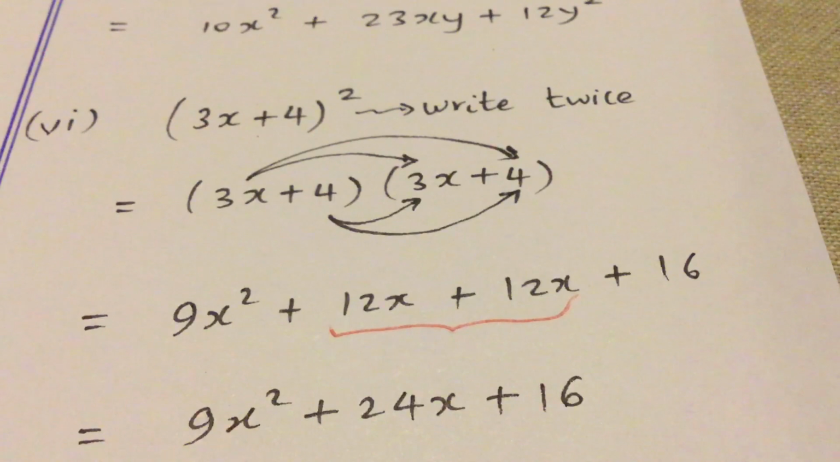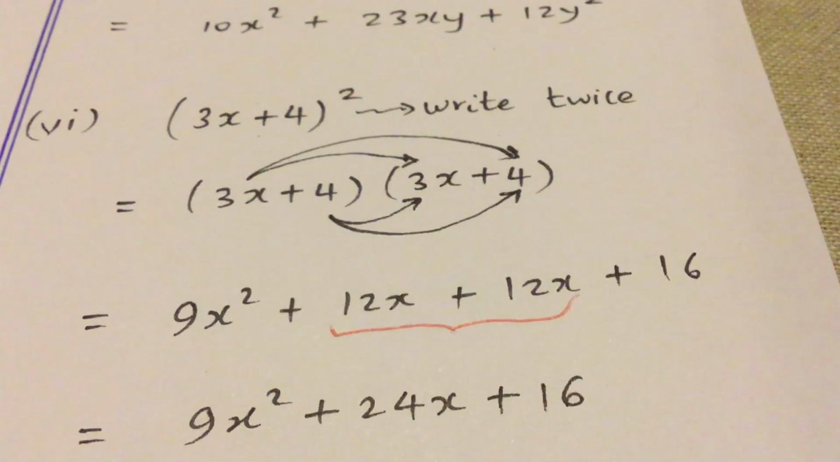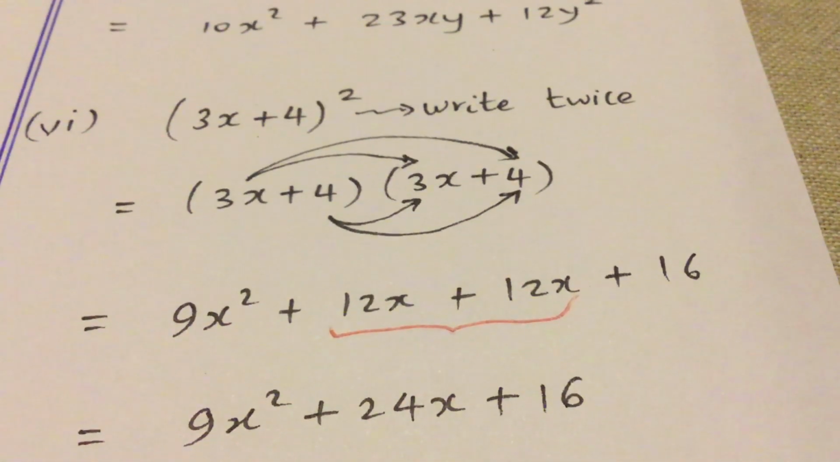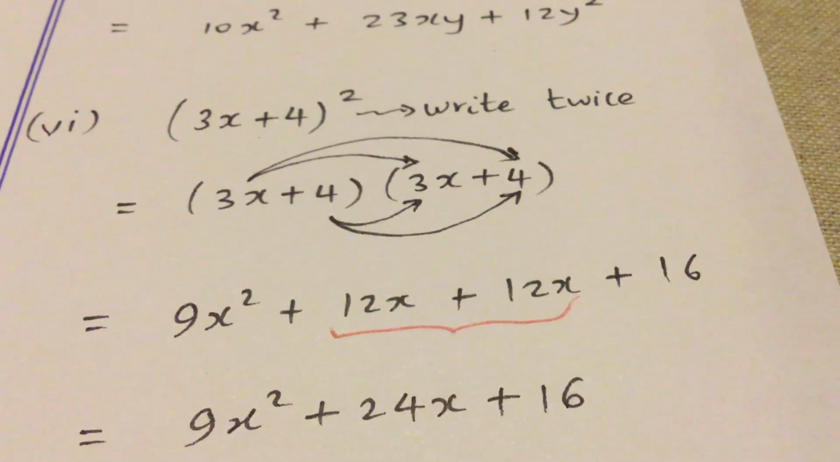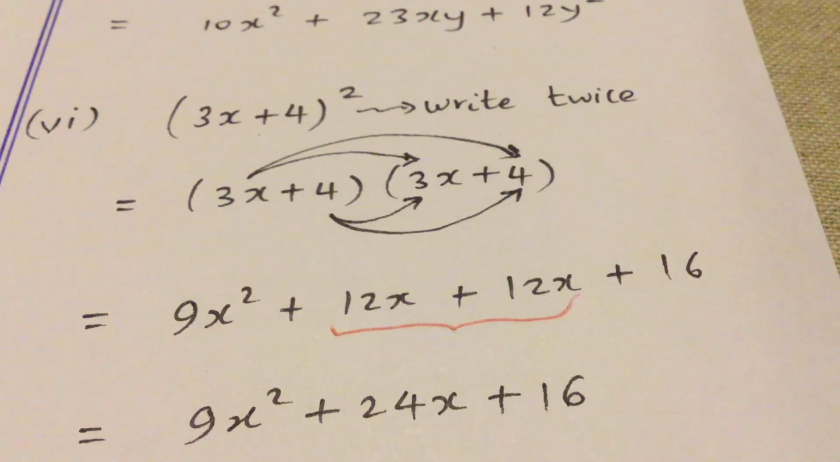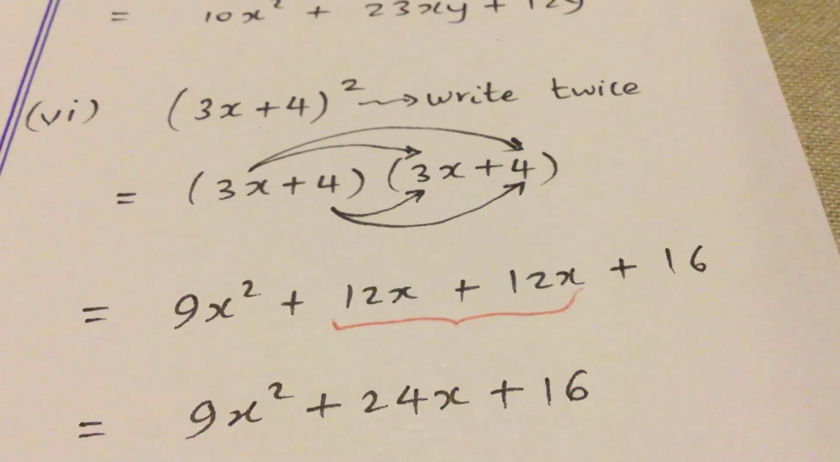3x times 3x will give you 9x squared. 3x times 4 is 12x. 4 times 3x is 12x. And last, 4 times 4 is 16. Combine the like terms. 12x plus 12x is 24x written in the middle. So the final answer is 9x squared plus 24x plus 16.